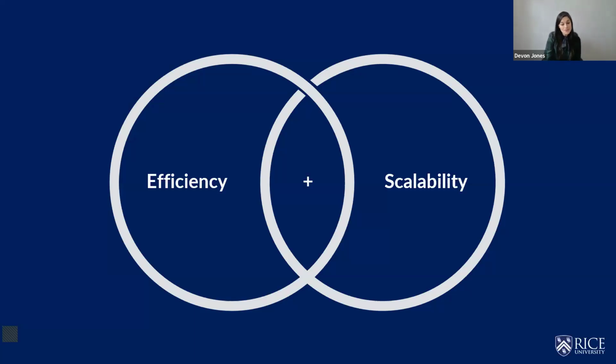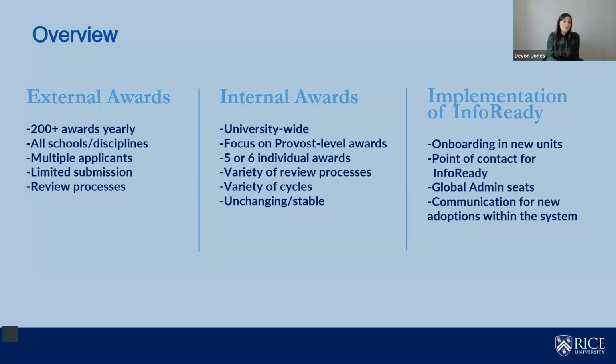Next slide, please. A quick overview. Within my office, we manage two broad types of opportunities, both internal and external awards, and we're the central office for all things InfoReady. On the external side, things are quite complex. We manage over 200 awards annually across schools and disciplines. Some of these awards are limited submissions, while others are open call.